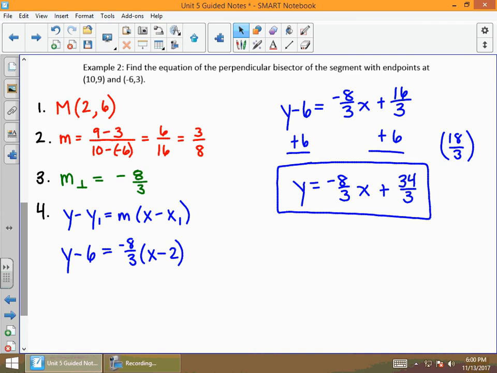Again, if you're struggling with adding fractions in your head, it's okay. Use a calculator. You don't have to be a master of adding fractions in your head, but you should be able to use a calculator and add those fractions together.